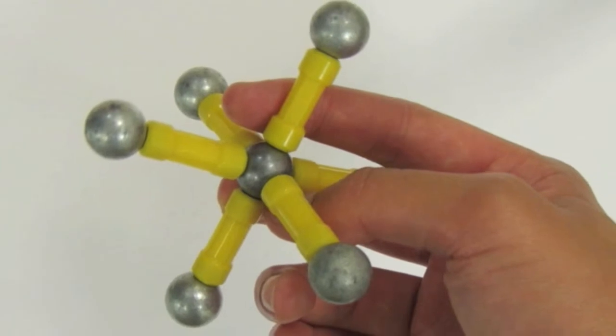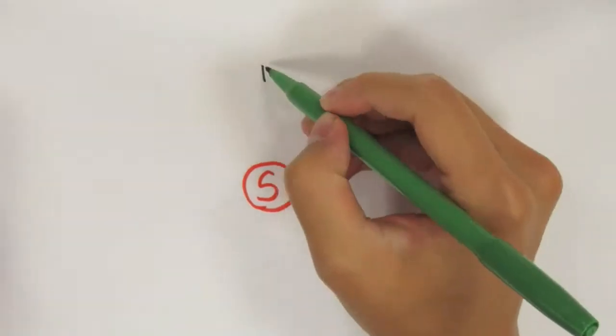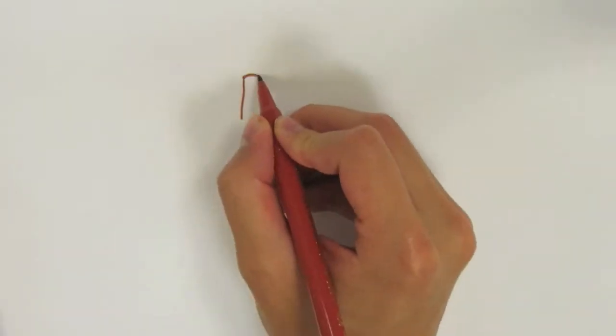In sulfur hexafluoride, we have 6 bonds all at 90 degrees from each other. To show it in 2D, we have 2 bonds up and down in the same plane as sulfur, 2 bonds going into the page, and 2 bonds going out of the page.